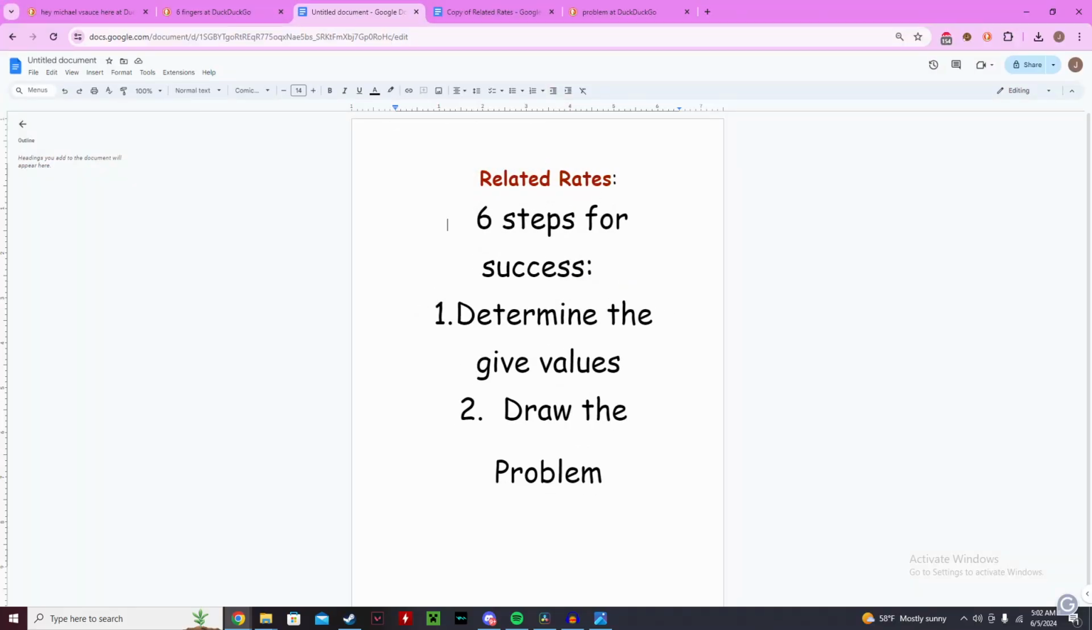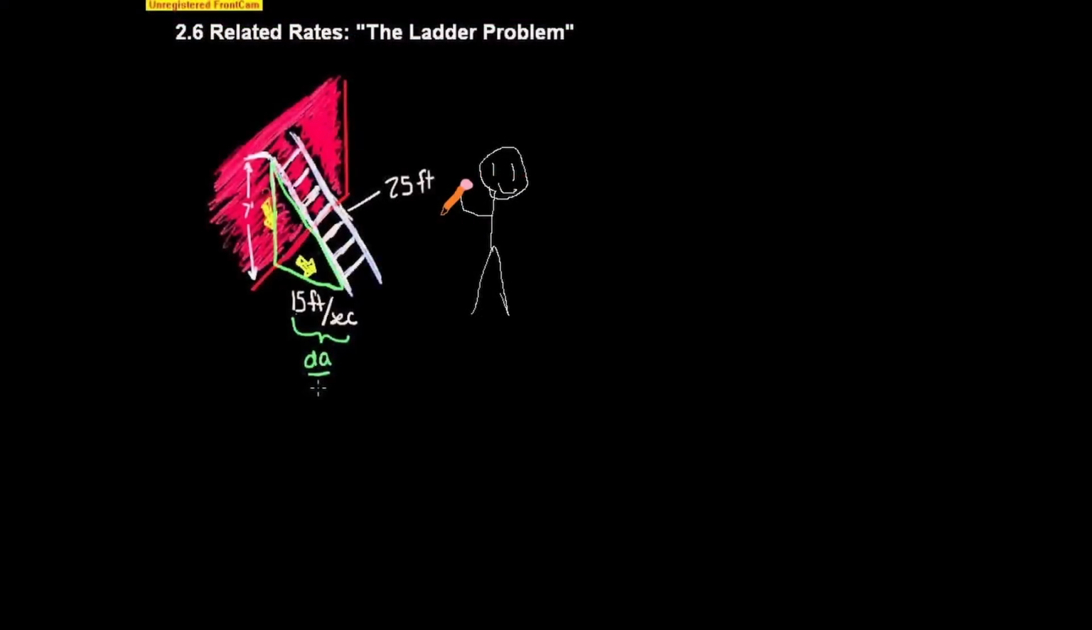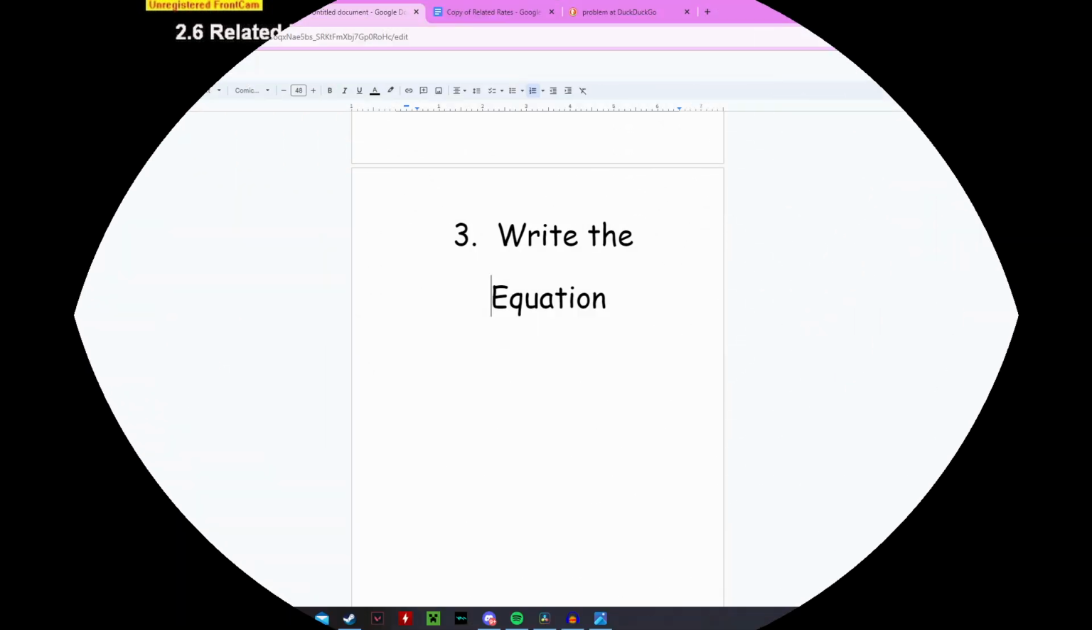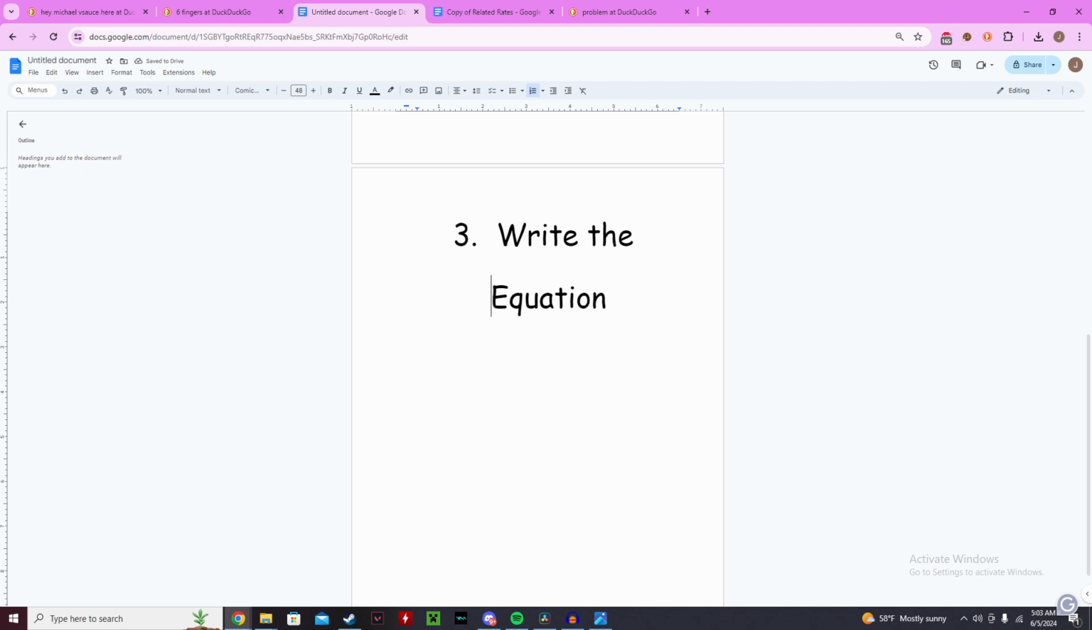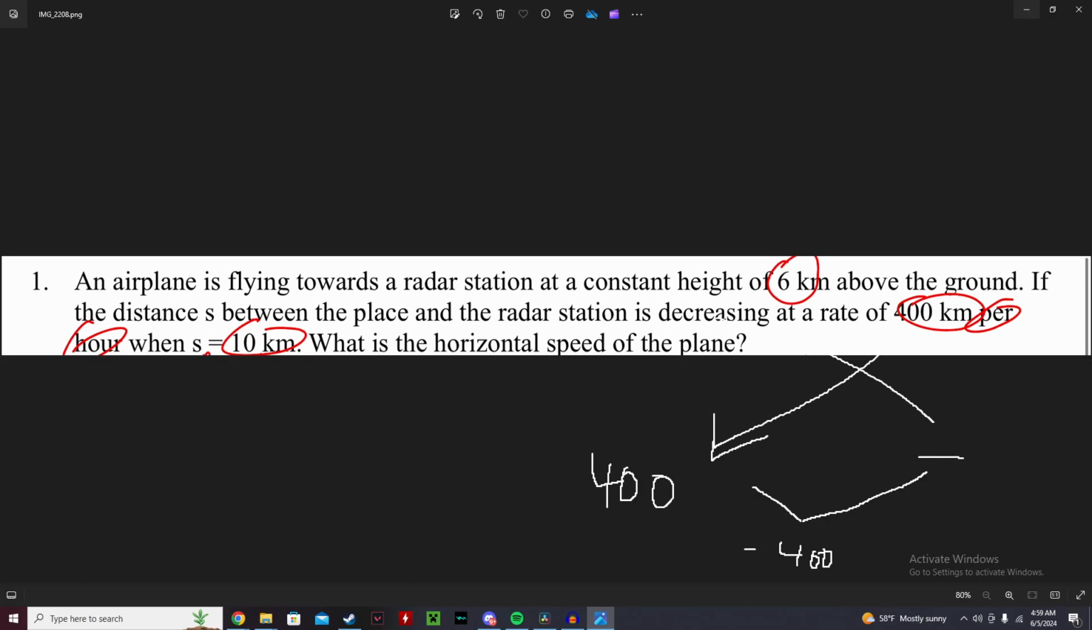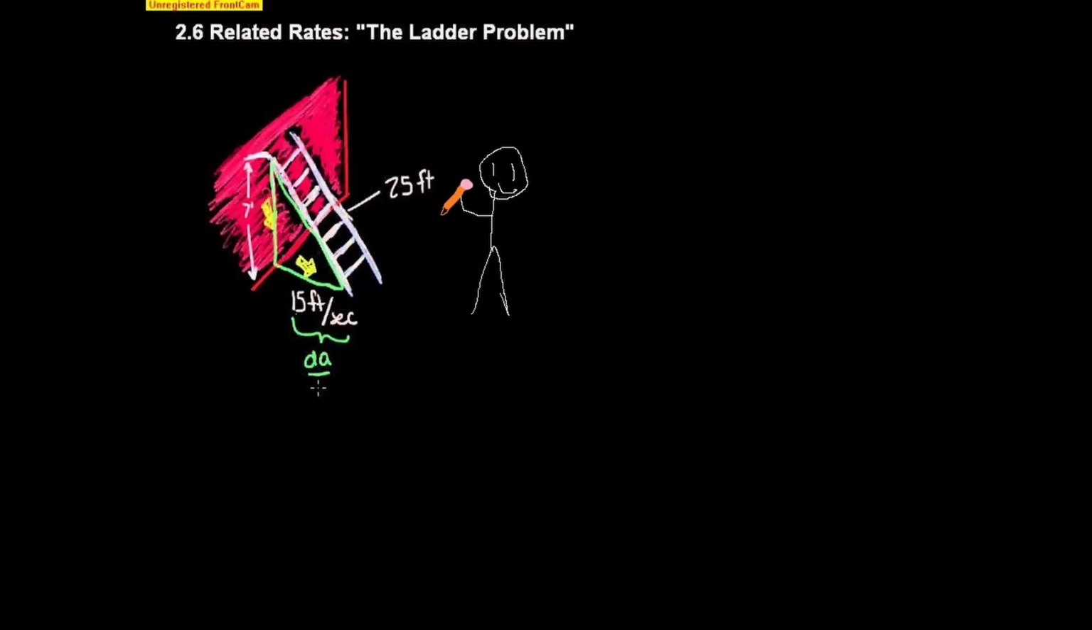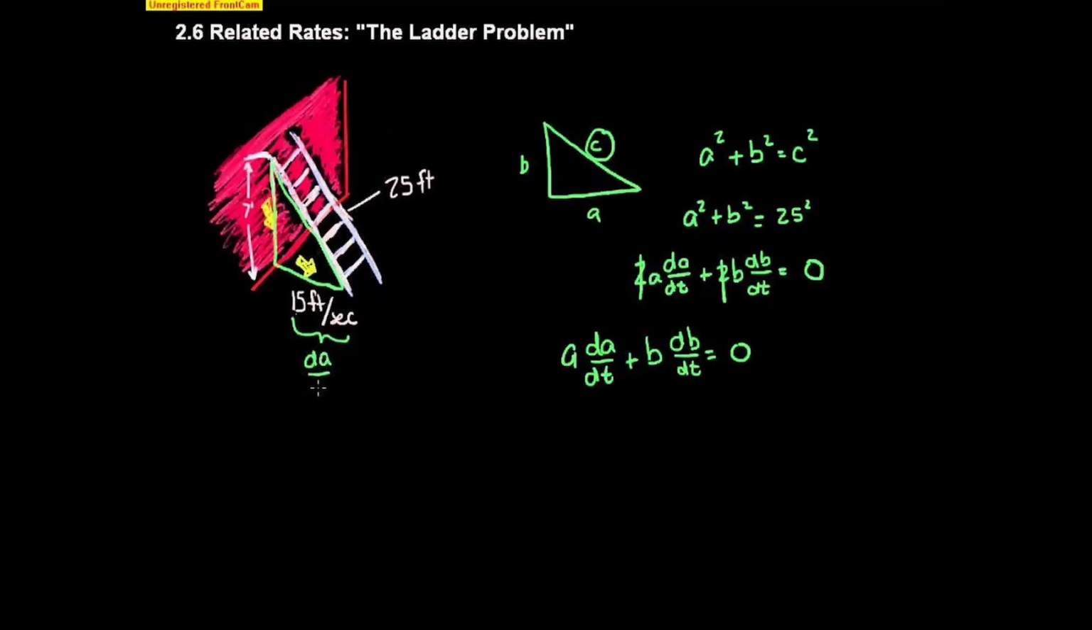Step number 2 is to draw the problem. By doing this, you can more easily understand what's asked by the question and to help visualize what's given. Step number 3 is to write the equation. In order to accomplish this, you need to evaluate the values given and the drawing you made in order to establish an equation that represents the problem.